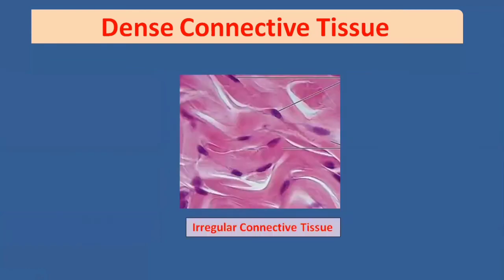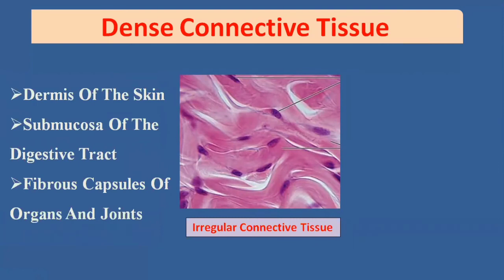Irregular connective tissue is also a type of dense connective tissue. Irregular connective tissue makes up the dermis of the skin. It is involved in the formation of the submucosa of the digestive tract, and different organs and joints are also made up of irregular connective tissue. It provides support and strength by making up the composition of these organs.